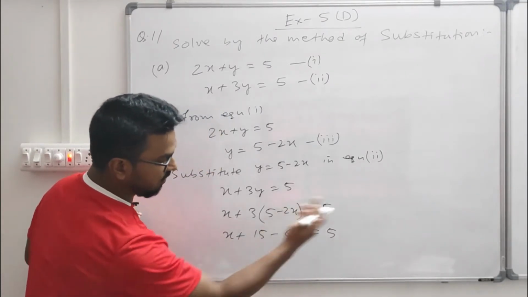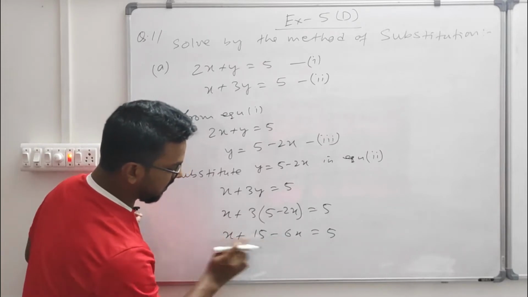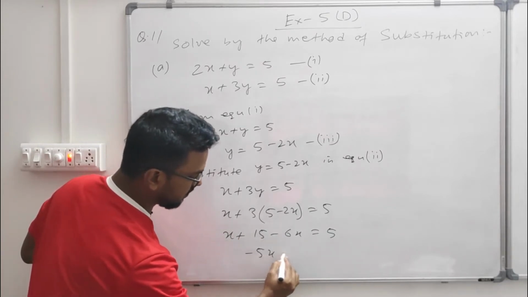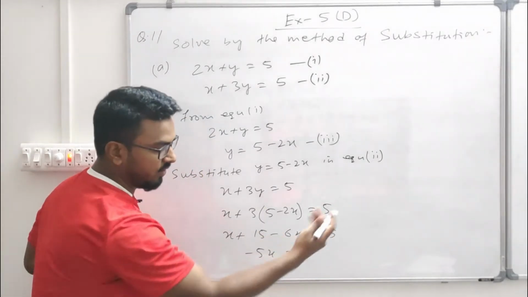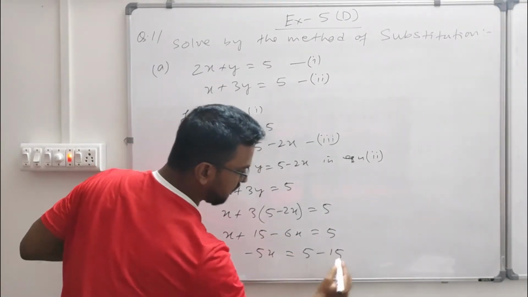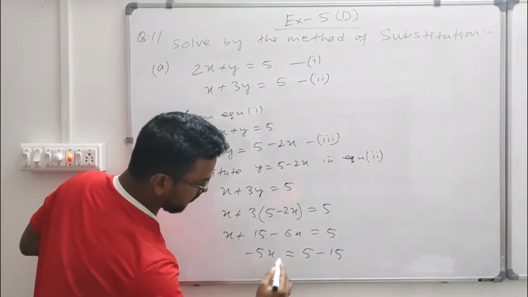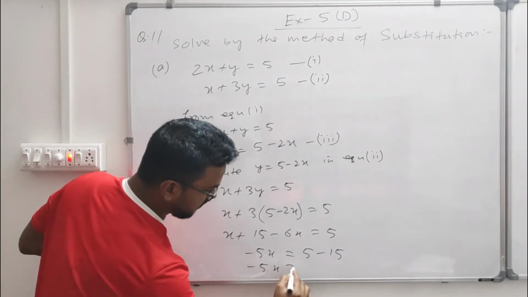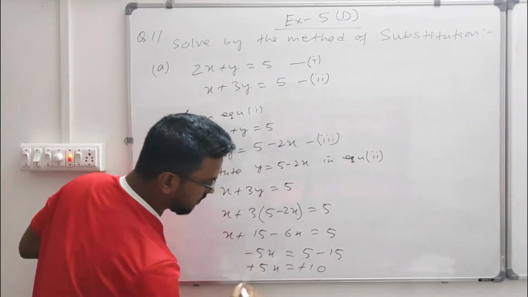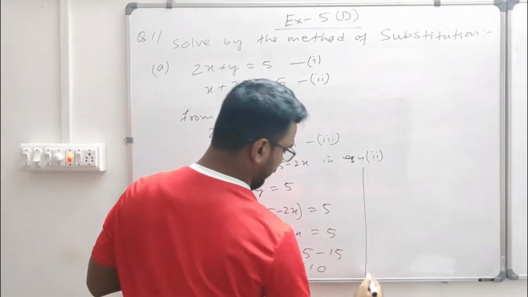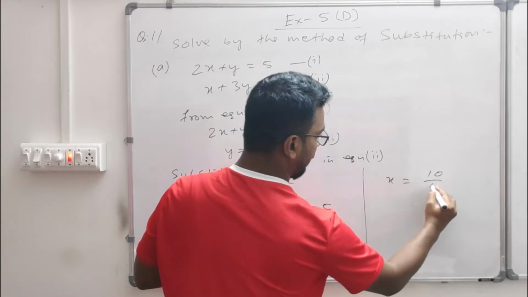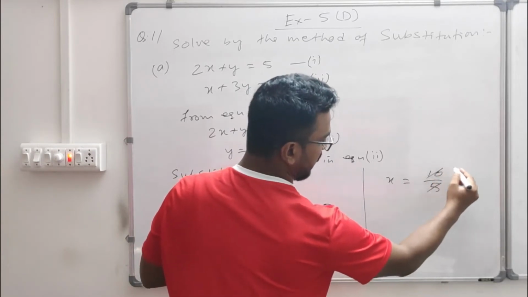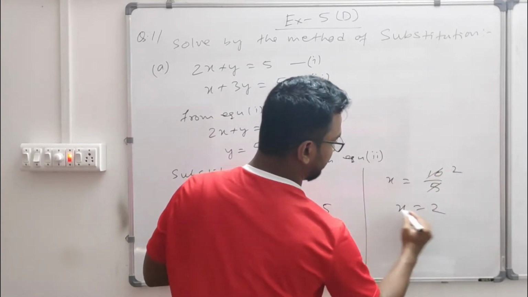If you take to the other side, this will become plus minus minus, so minus 5x and here 5. If you take this 15 to the right hand side, it will get minus. So minus 5x is equals to minus 10. Minus minus you can cancel. So what is the value of x? X equals to 10 by 5. If you cancel, you will get 2. The value of x is 2.